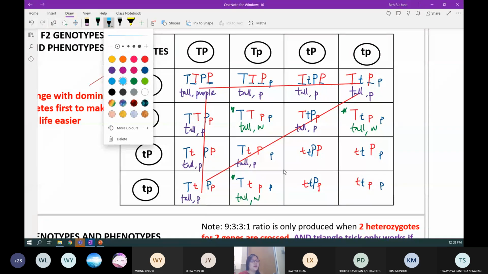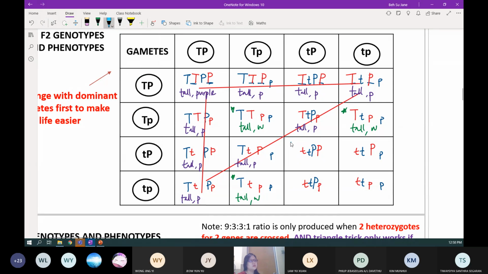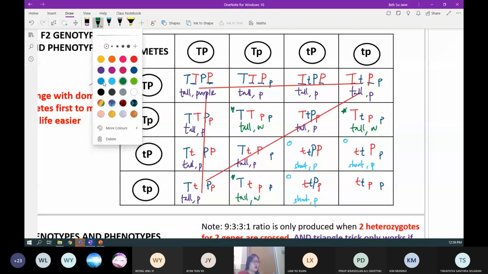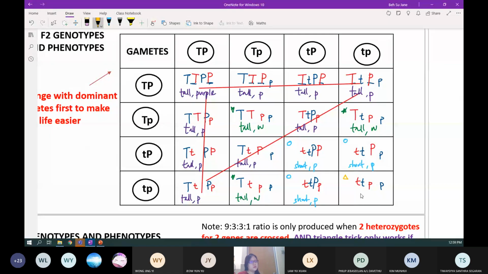Very nice. Next triangle: here, here, and here. So this is short but purple flowers. Short plant, purple flowers, because it has big P but two small t's here. Again, this will only work if you arrange the gametes properly. If you do not, it's going to turn out differently. The last one is short and white.